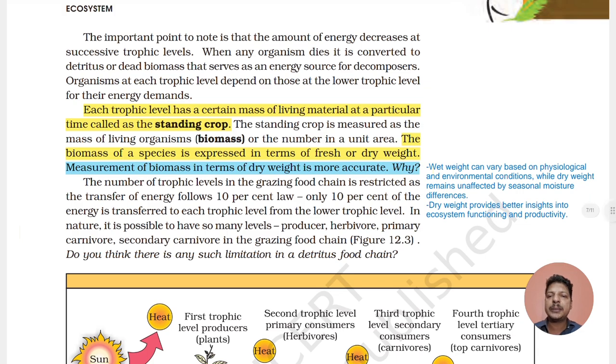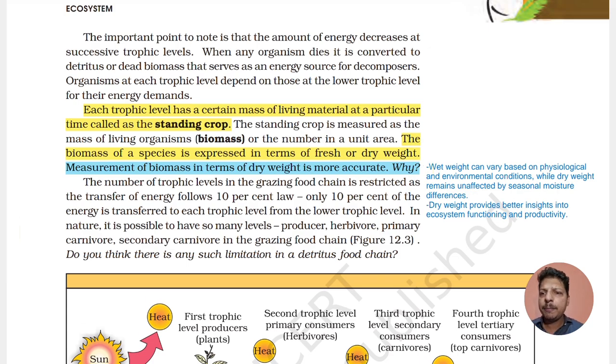The biomass of a species is expressed in terms of fresh or dry weight. Measurement of biomass in terms of dry weight is more accurate. Why? Because weight can vary based on physiological and environmental conditions, while dry weight remains unaffected by seasonal moisture differences. And dry weight provides better insight into ecosystem functioning and productivity. Remember, questions are asked and you have to write these 2 points.